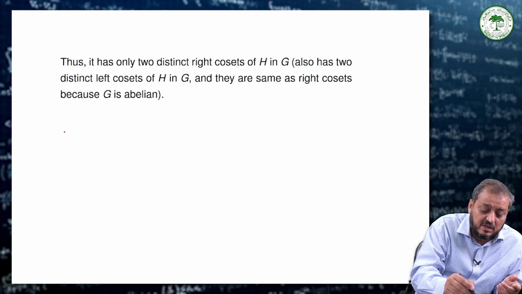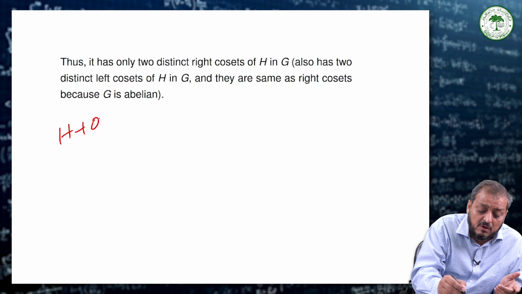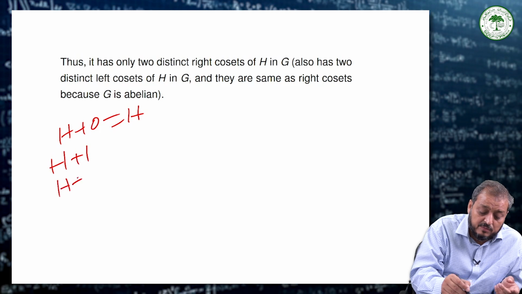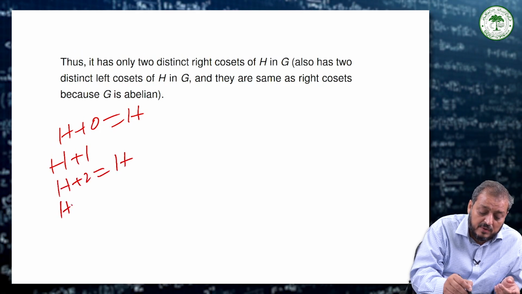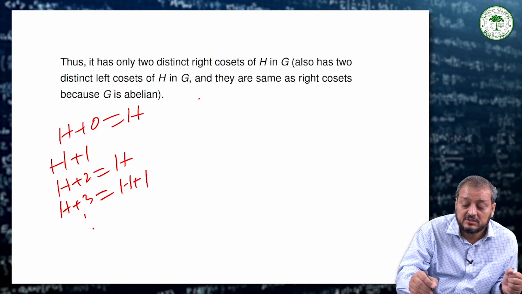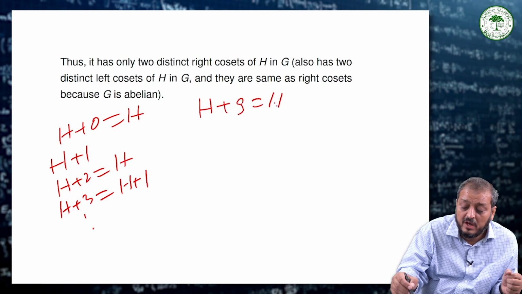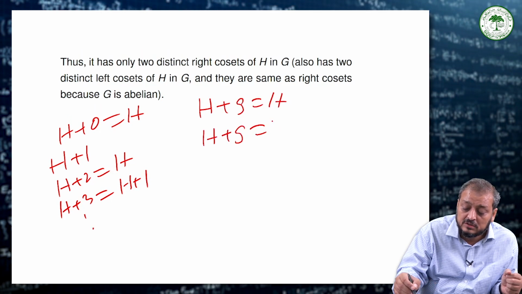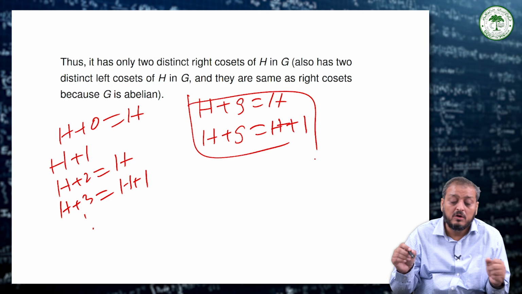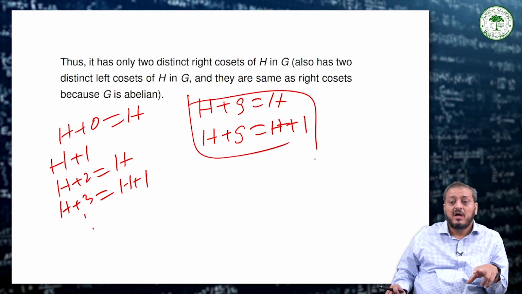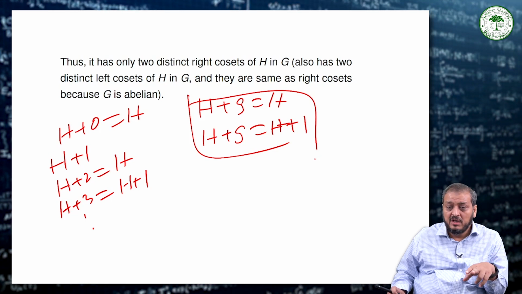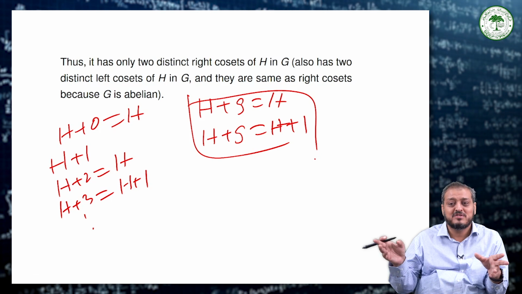In a similar fashion we can write H plus 0 giving H, then H plus 1, and then H plus 2 is again H, and H plus 3 is again the same as H plus 1. In a similar fashion we can say that if g is even, then you have H, and if g is odd, then you have H plus 1. So there are only two distinct right cosets of H in G, and also two distinct left cosets of H in G, and they are the same because the group is abelian.